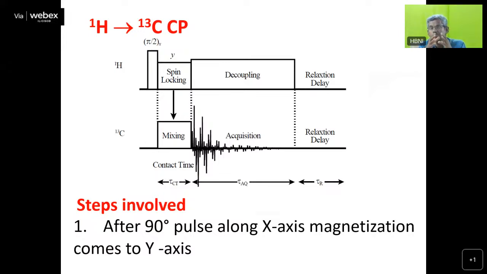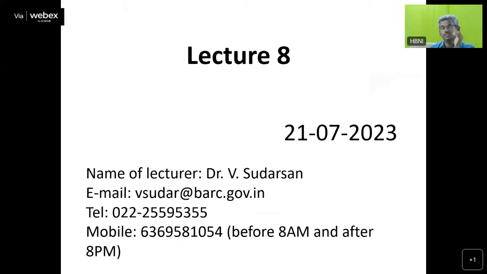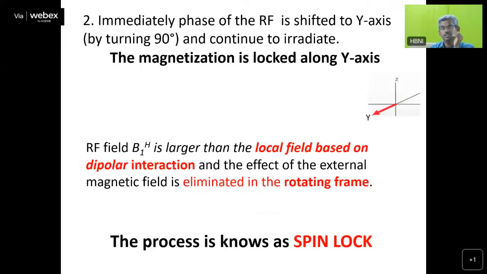So here the interaction between the I spin, which is proton, and the S spin, which is carbon-13, is the subject matter of discussion. Their interaction we are studying, their transition, their population transfer we are studying in these slides, or I am describing it through these slides. So first I applied the 90 degree pulse, then I locked the spin, the second step. So now the I spin is along the Y axis, that much is clear to you.